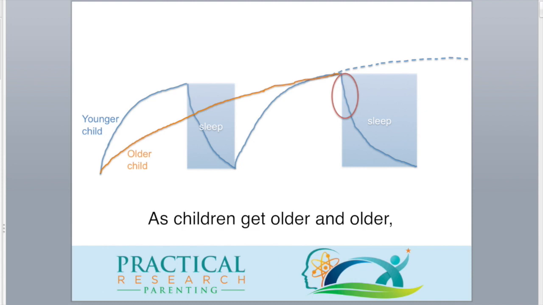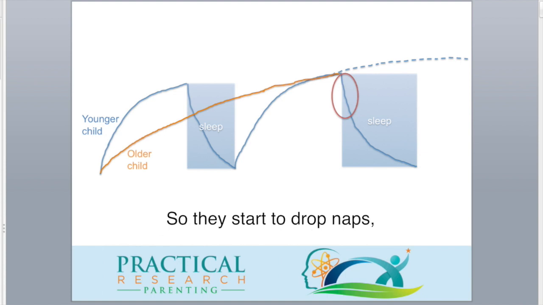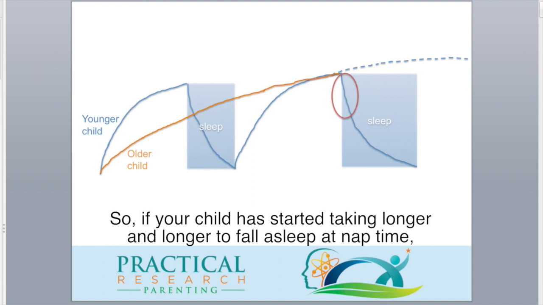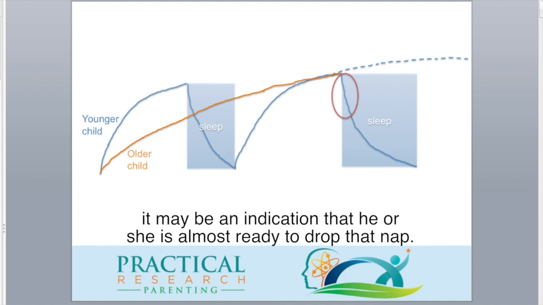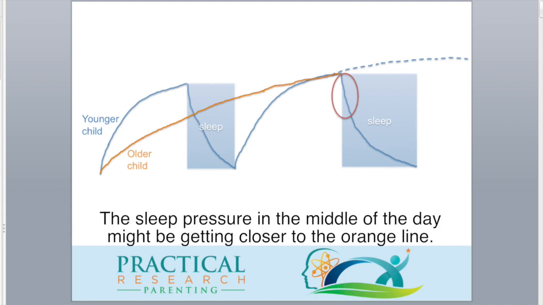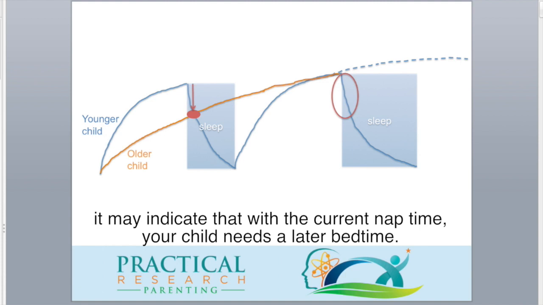As children get older and older, sleep pressure builds more and more gradually, and it becomes harder and harder to fall asleep in the middle of the day. So they start to drop naps or take longer to fall asleep at nap time, therefore pushing nap time later and later. So, if your child started taking longer and longer to fall asleep at nap time, it may be an indication that he or she is almost ready to drop that nap. The sleep pressure in the middle of the day might be getting closer to the orange line. Similarly, if your child is taking a long time to fall asleep at night, it may indicate that with the current nap time, your child needs a later bedtime.